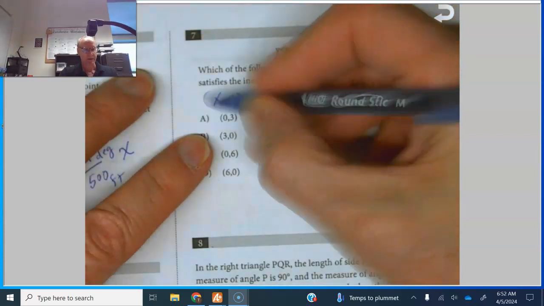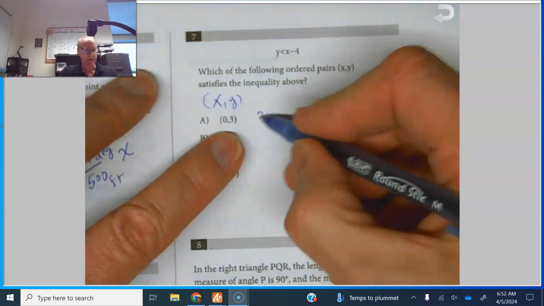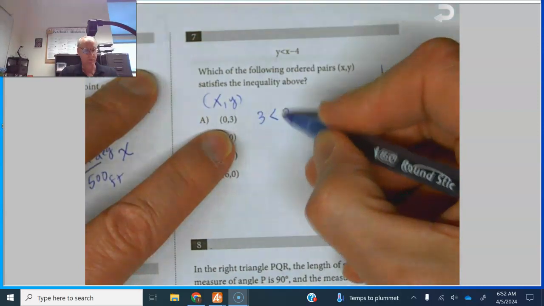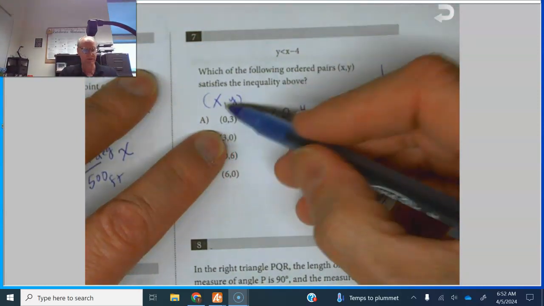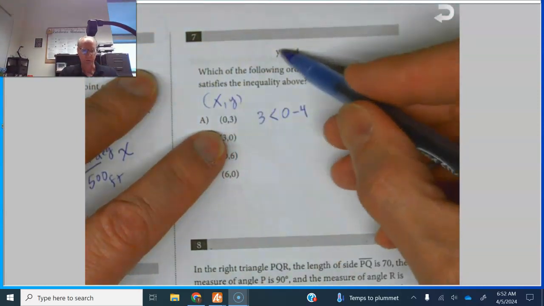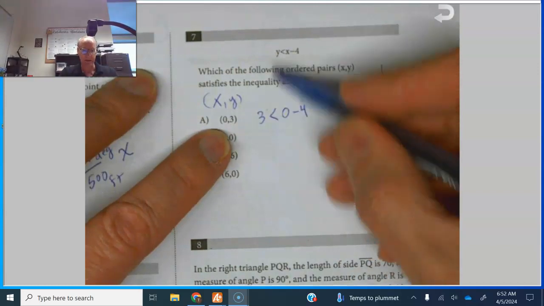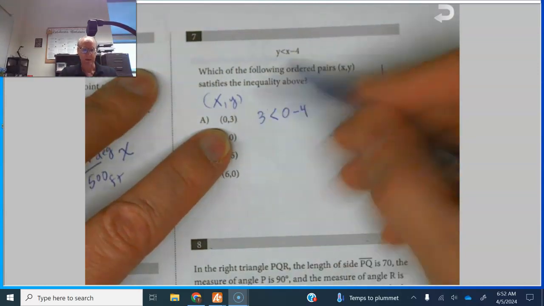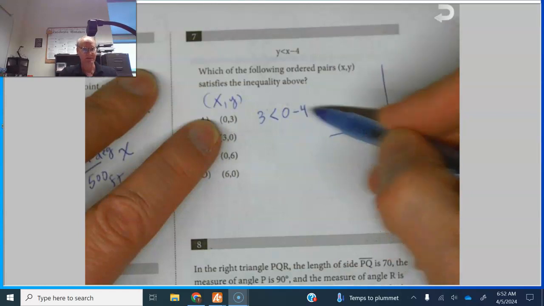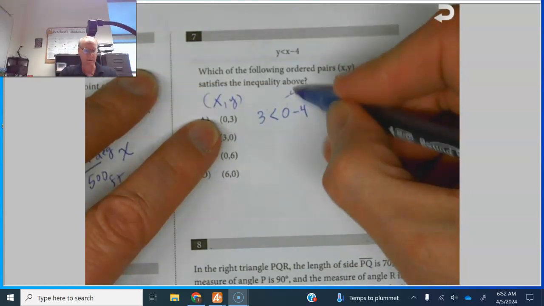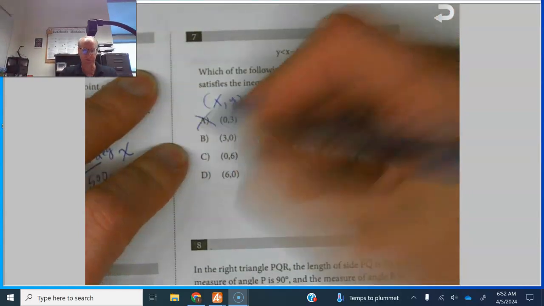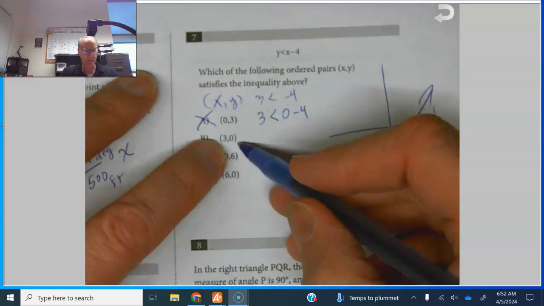This is x comma y. So 3 is less than 0 minus 4. Is this true? Because I put the y in for y, and the y is 3, and the x is 0. And is this true? Of course, negative 4 is not greater than 3. That's not true.